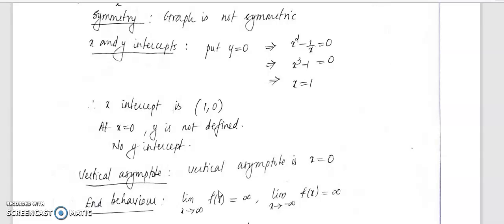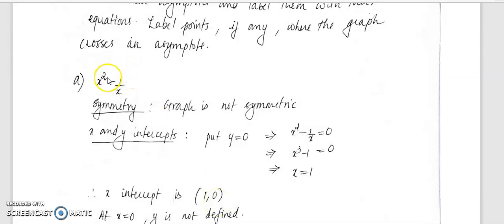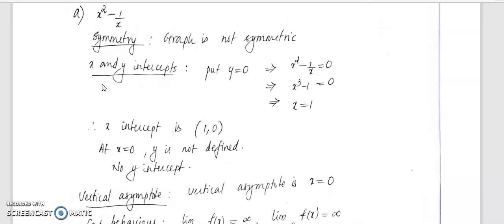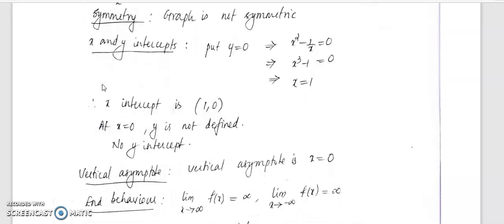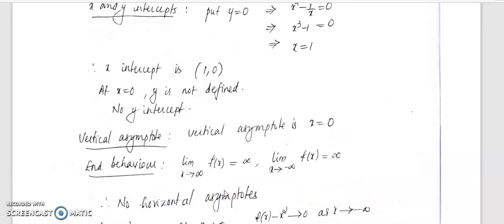Looking at the end behavior, when you take the limit as x tends to infinity of f of x, 1 by infinity will be 0, so taking the highest degree term in the limit, infinity comes. Similarly, the limit as x tends to minus infinity of (x square minus 1) by x is also equal to infinity. So as x approaches plus or minus infinity, the function approaches infinity. That is the end behavior. None of the limits are finite, so there is no horizontal asymptote.